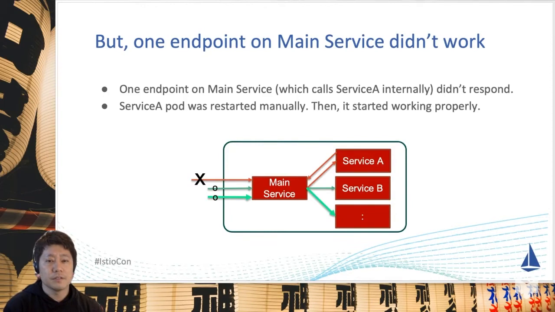One of main service endpoints has stopped responding. This endpoint calls service A internally. Since service A wasn't directly affected by the node failure, the situation looked very mysterious for us, and we couldn't find the root cause of the problem at that time. We decided to restart the service A pod manually. Then the problem disappeared after that.